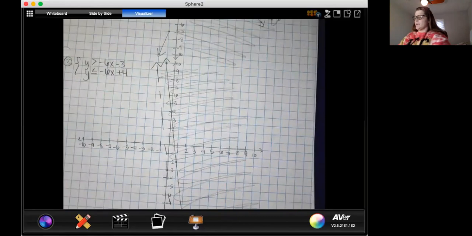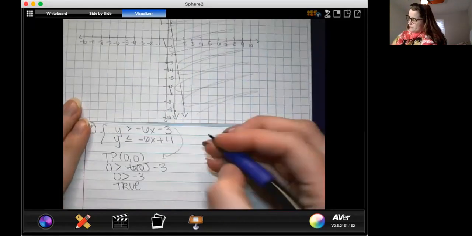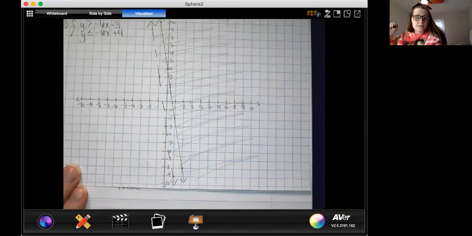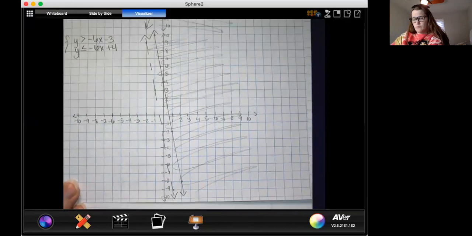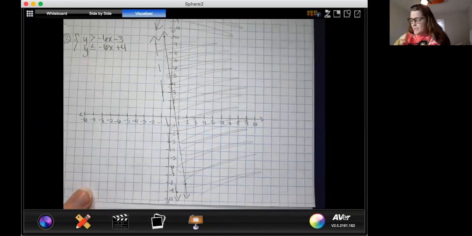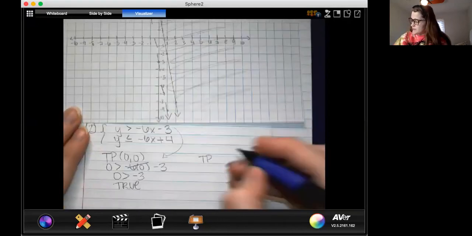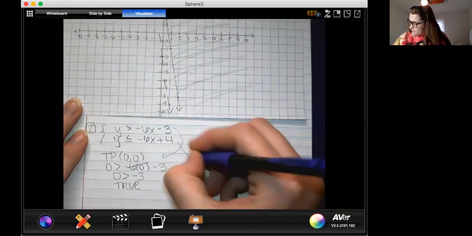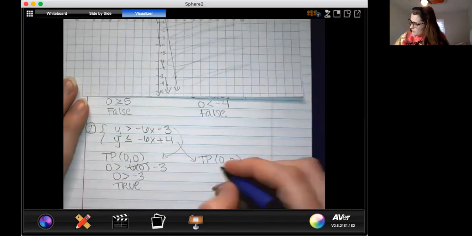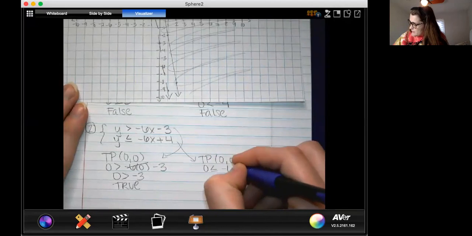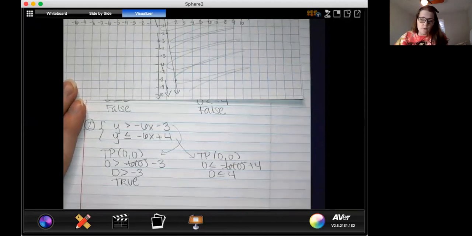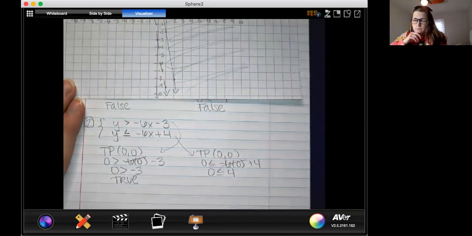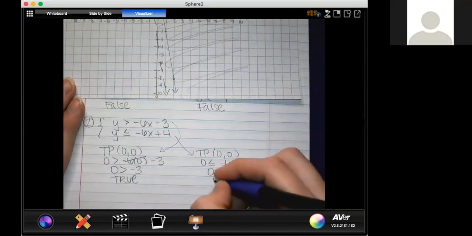Now we're ready for a test point again. And I use the point 0, 0 for the second one. Yes, we can. Again, it's very close, but it is clearly on the left side. So is 0 less than or equal to -6 times 0 plus 4? Or in other words, is 0 less than or equal to 4? Yes, it is. Therefore, that is true.